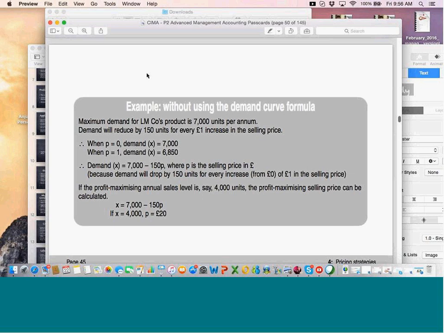Instead of 4,000, they say now they use this for the profit maximizing annual sales. Is this what you mean by break even sales? No. That is break even, it will cover your cost. This is profit maximizing annual sales. Profit will maximize at this sale level of 4,000 units and this particular selling price.